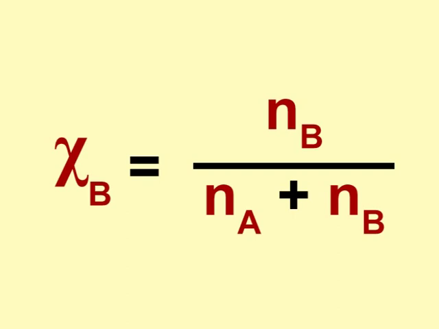In the shown formula, chi B represents the mole fraction of solvent. Then we can say that the mole fraction of solvent, that is chi B, is equal to number of moles of the solvent, that is Nb, divided by number of moles of the solute, that is Na, plus number of moles of the solvent, that is Nb.